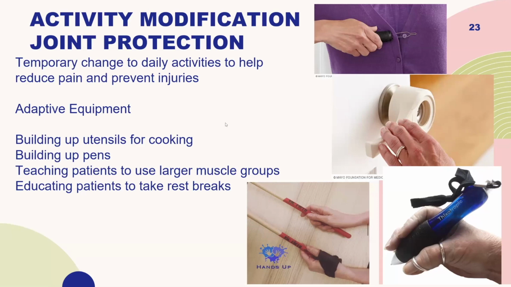The top one is a button hook. The middle one is a lever arm to help open doors. And the bottom is a photo that I actually found, and it's very similar to the figure 8 splint that we made in the clinic, with a built-up pen to allow the patient to improve function.